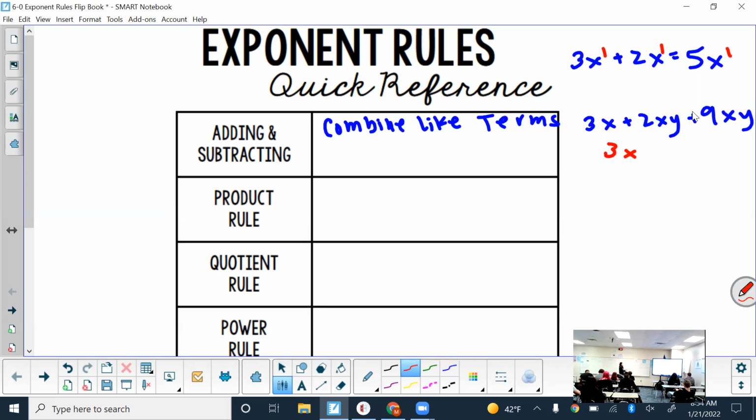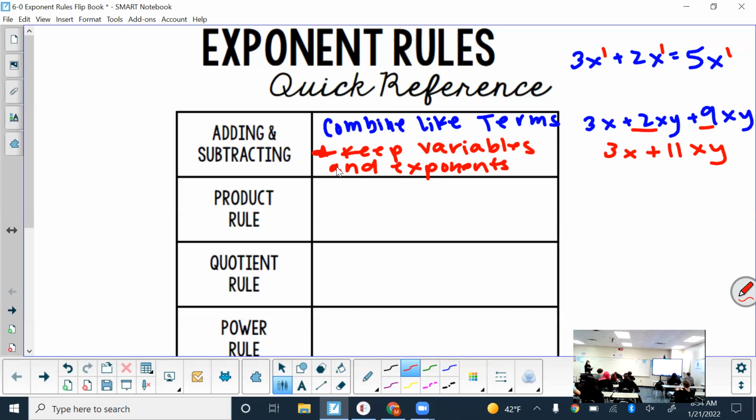Yes, there's a 9xy. So you see how these have the same variables to the same exponents. They're both to the first power. So that means that I can combine these two terms. And when I say combine, I really just mean that I'm adding the coefficients together. So what's 2 plus 9? 11. So it ends up being 11xy. Because again, you don't change the variables or the exponents. You just combine the coefficients. Does that make sense? All right, so combine like terms. So keep variables and exponents the same.